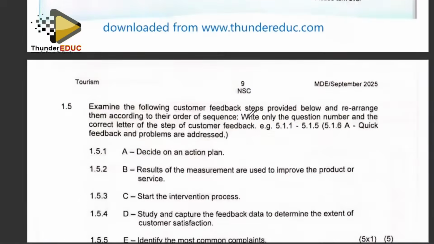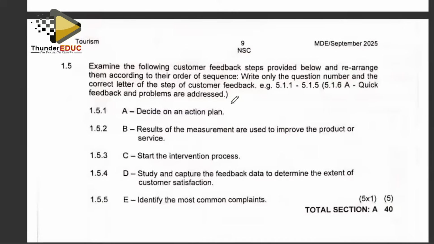Now, moving on to the next question. Examine the following customer feedback steps provided below and rearrange them in their order of sequence. Write only the question number and the letter and the problems addressed. So I think I just need to number the different stages. The first stage would be to identify. Stage number one, identify the most common complaints.